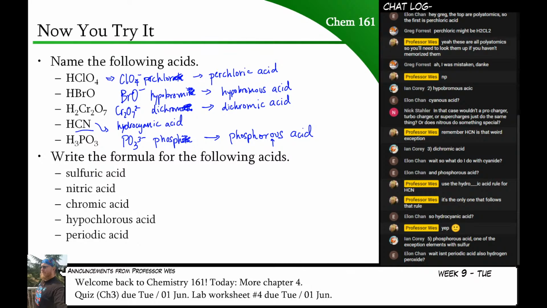To go backwards, here's what I do. So ic means replace with ate. So I'm going to get rid of this part. So there's sulfate. I can then go look up what sulfate is, and I can then add enough H's to balance the charge.